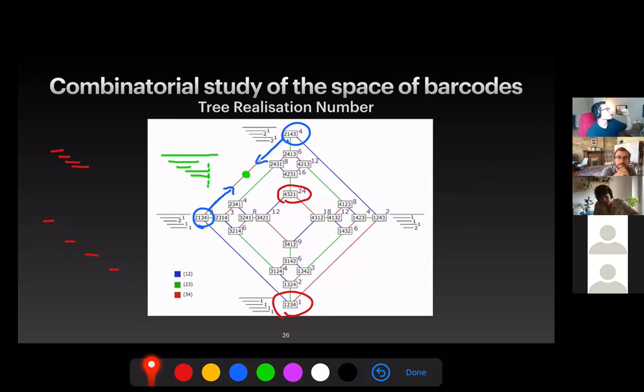So if you take a path between the identity and the furthest away barcode here, the tree realization number increases, but in different ways. And again, this shows that there are a lot of connections between barcodes with this permutation classification and combinatorial and geometric group theory objects. And that's what I'm going to explain now.